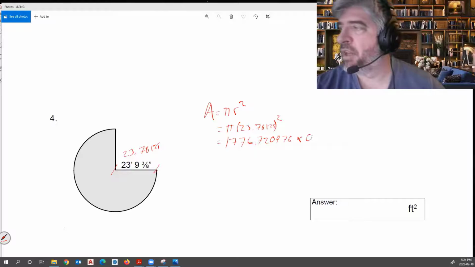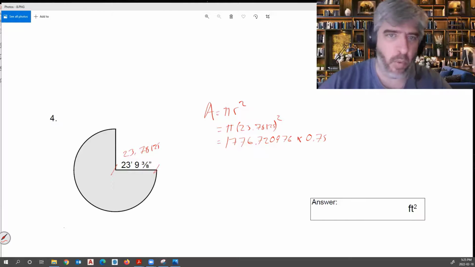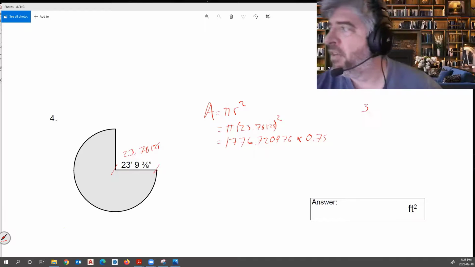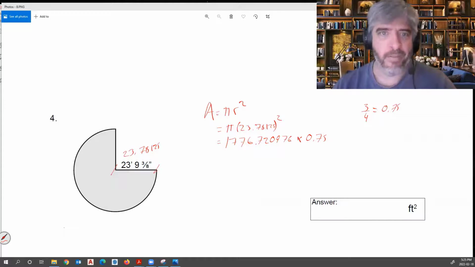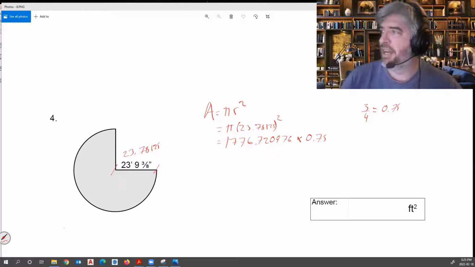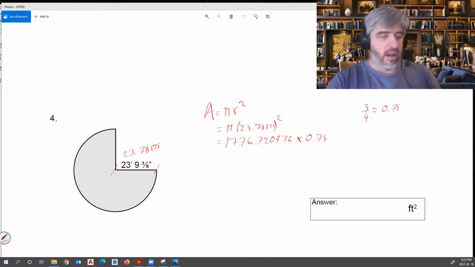So I'm just going to multiply this by 3/4 of a circle, or 75% of a circle, which is just 0.75. Remember that 3/4 is the same thing as 0.75. Think of it in terms of money. You got 3/4 in your pocket. How much money you got? 75 cents, $0.75, right? It's all relative. It's all the same stuff. You can eat and spend money. You can do math. Okay, so now I just times this by 0.75.